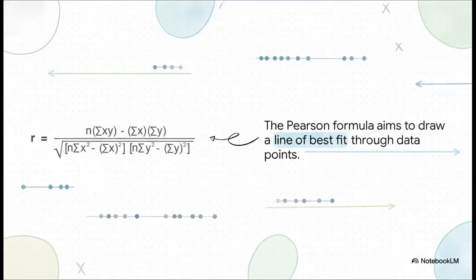Now, don't worry, we are not going to get lost in the math here, but the whole goal of the Pearson formula, which we often just call R, is to figure out how well the data points fit onto a single straight line. That's why we call it a line of best fit. It's just measuring the strength of that linear relationship.